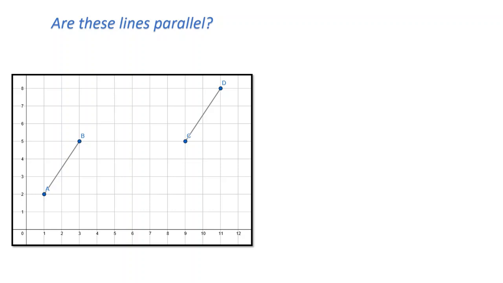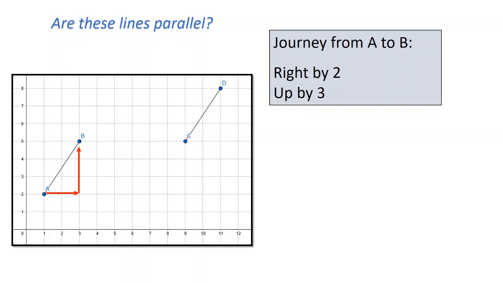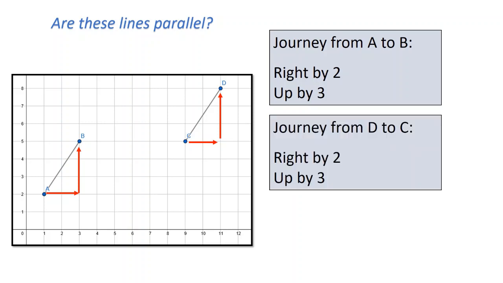So whenever we see two lines, we can find the gradient and we can see if those lines are parallel or not, depending on whether they have the same gradient or not. So here, I've got a journey from A to B of along 2 and up 3. Obviously the other way around, I could describe the journey from B to A as being down 3 and along 2. And from C to D, again, I go along 2 and up 3.